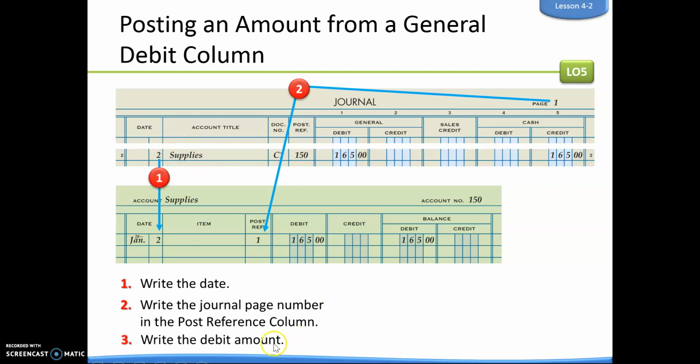The third thing we do is we write our debit amount. Now remember, we are only looking at the general debit, general credit columns. We are not looking at our special amount columns over here, so disregard these. We are only looking at our general debit. So since supplies was our account title for our general debit, we're debiting 165 here.